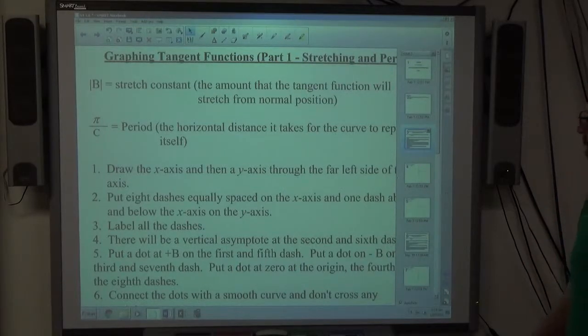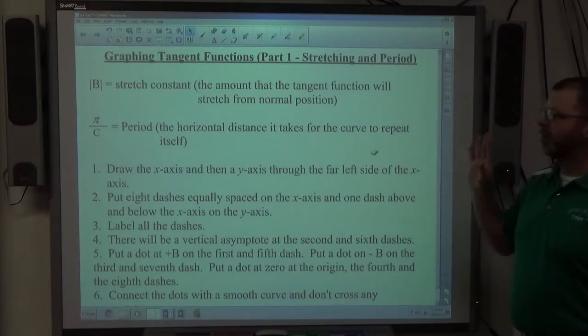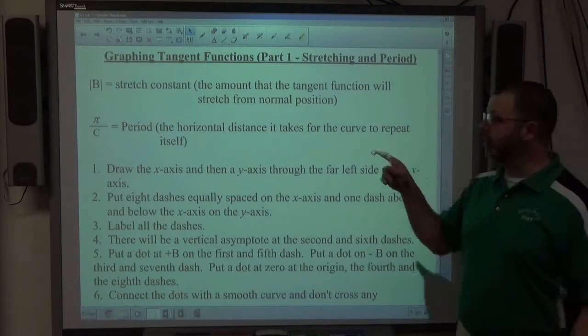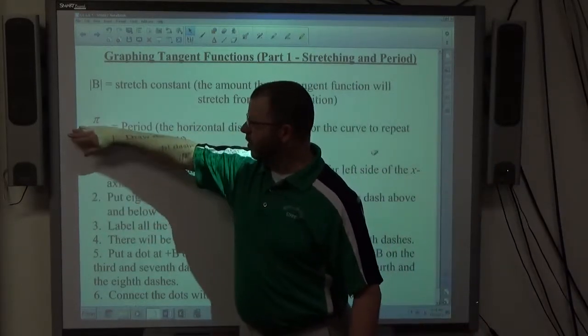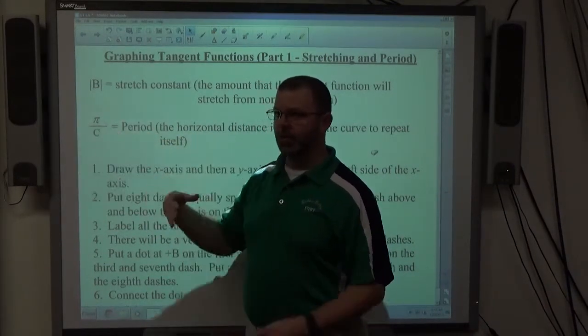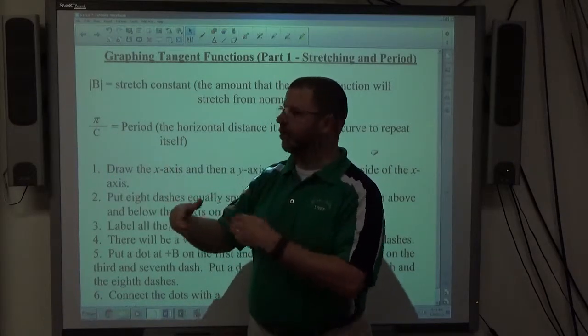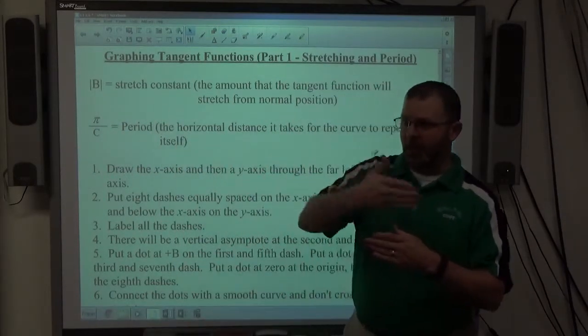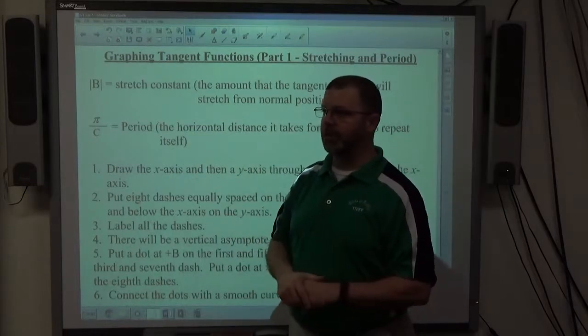Alright, chapter 5.6 is going to be graphing tangent and cotangent functions today. First thing I want to tell you about tangent and cotangent that's different than sine and cosine is the period. The period of tangent and cotangent to begin with is pi. So normally with sine and cosine it's 2 pi over c to find the amount per dash. Here we're going to go pi over c.